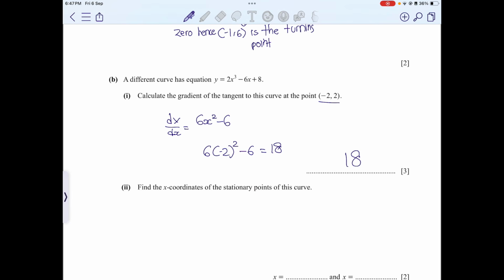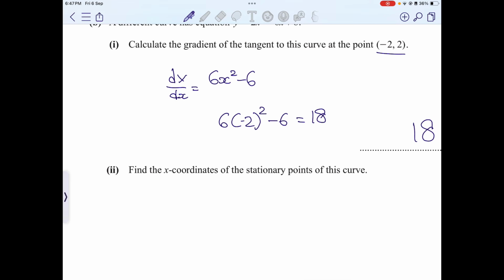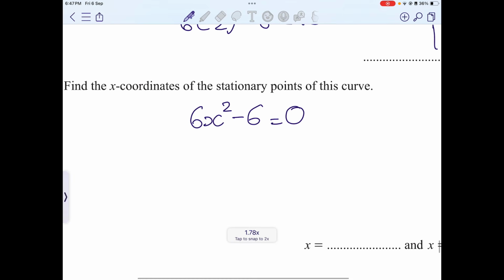Now it says to find the x coordinates of the stationary points on this curve. What does the stationary point mean? The stationary point means that the gradient would be 0. So I know that the derived function 6x squared minus 6 should give me 0 when I put in the x value of a stationary point, but I do not know the x values. So 6x squared is equal to 6. X squared, if I take 6 to the other side in division, becomes 1.